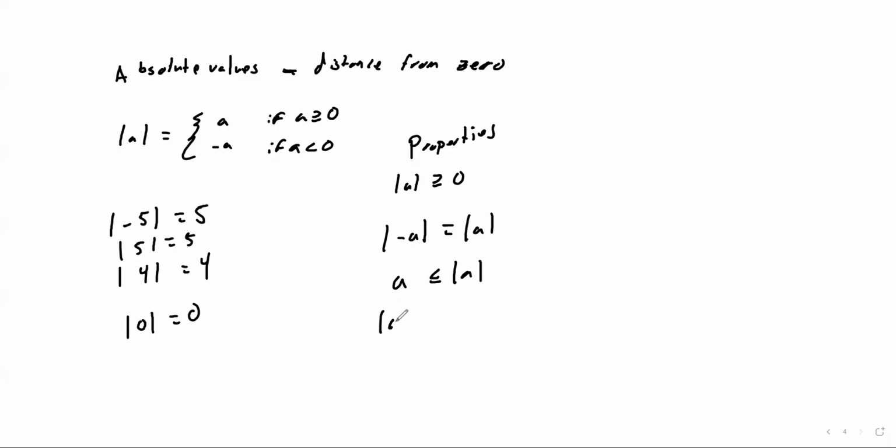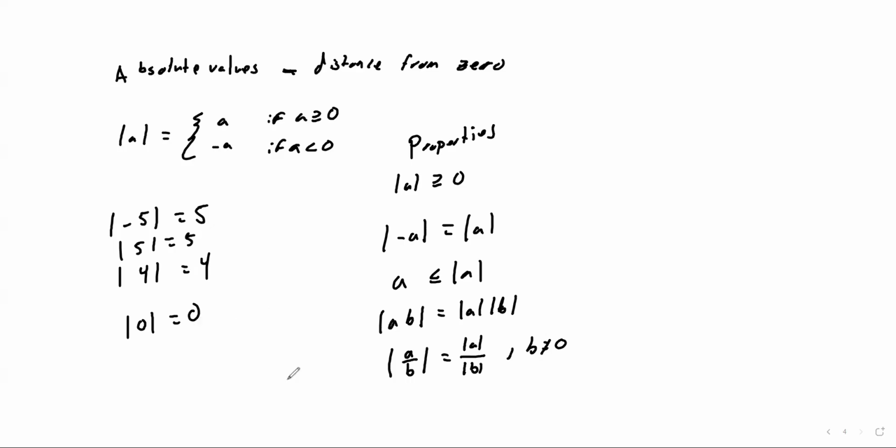The absolute value of A times B is actually going to equal the absolute value of A times the absolute value of B. So you can do it together, or you can do them at separate moments. Same concept here: the absolute value of A divided by B is the same thing as the absolute value of A over the absolute value of B, provided that B doesn't equal 0, because that's not a real number. But that's true for division as well.